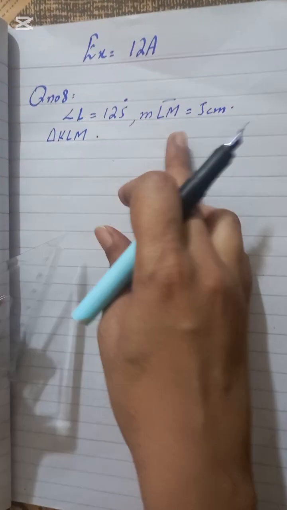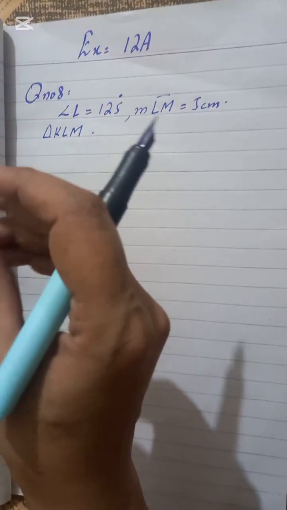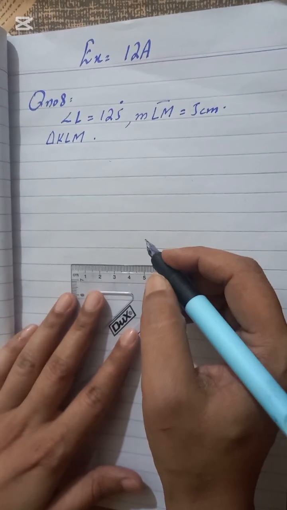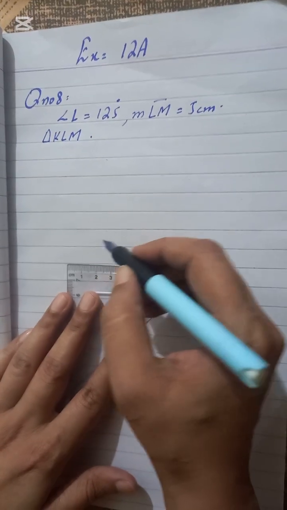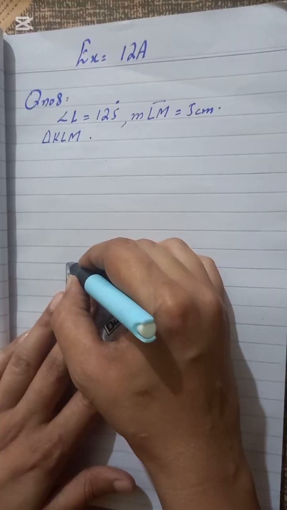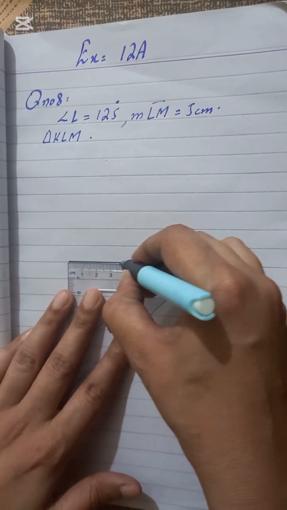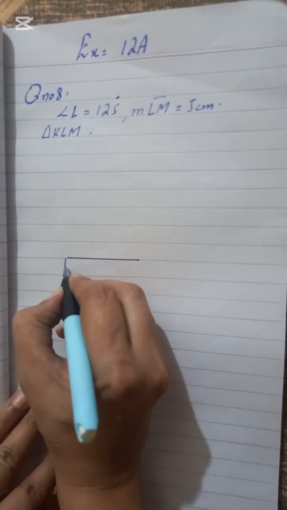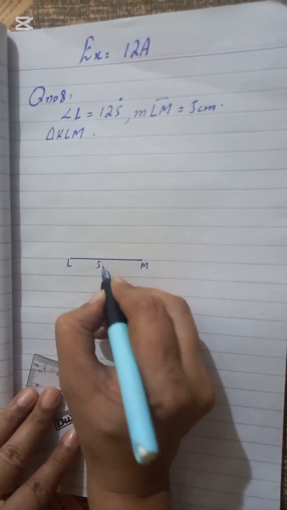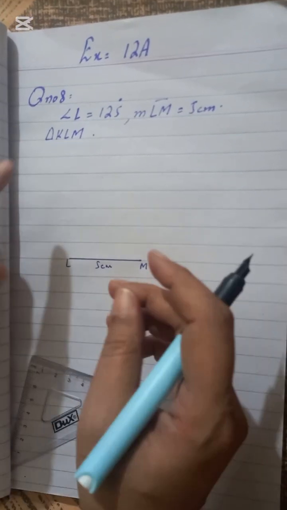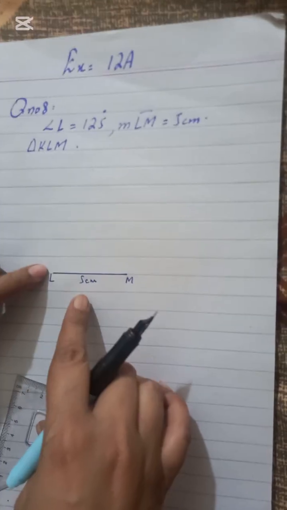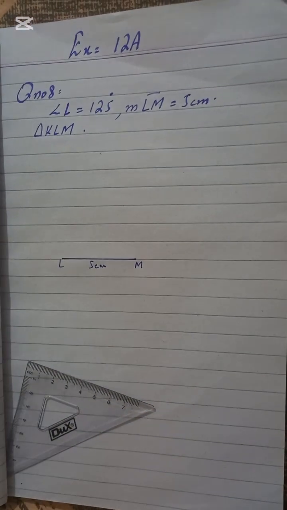Draw LM. We have the value of line segment LM equal to 5 centimeters. Draw a line segment LM of 5 centimeters, L to M, and construct an angle of 125 degrees at L.